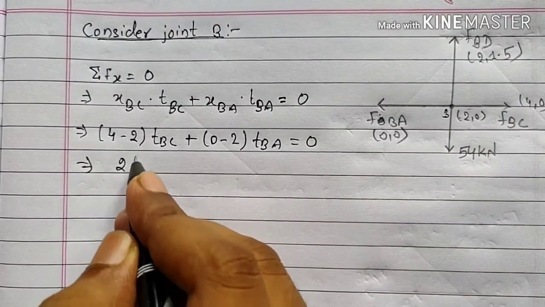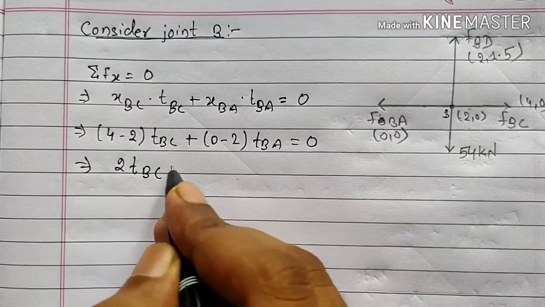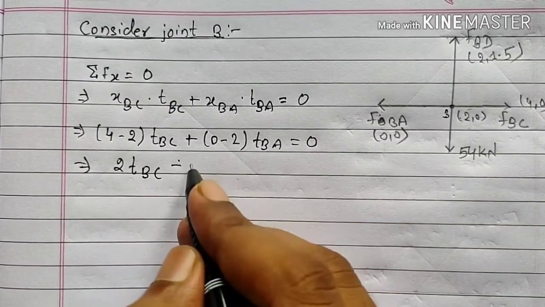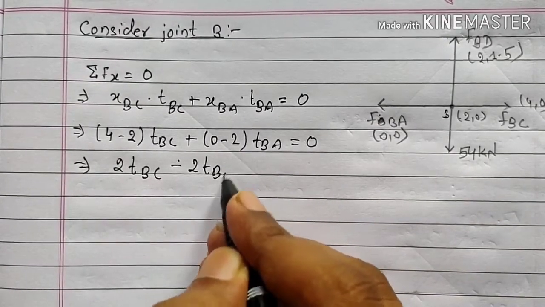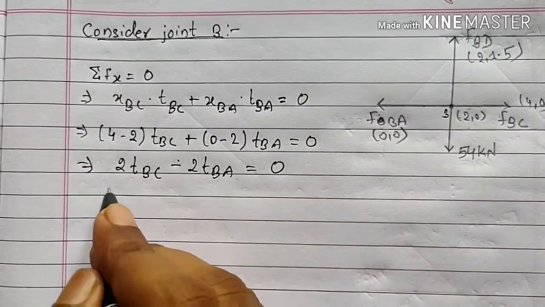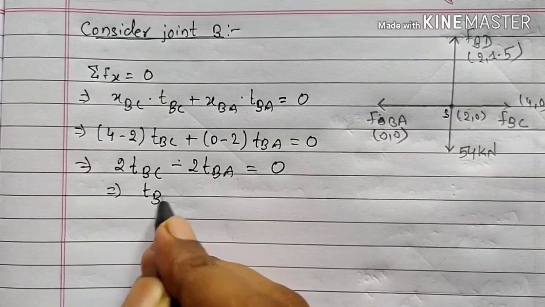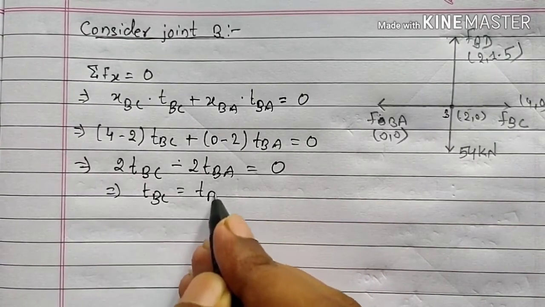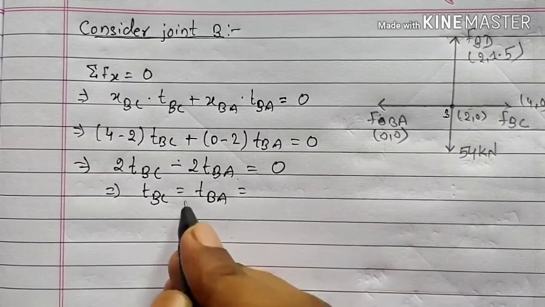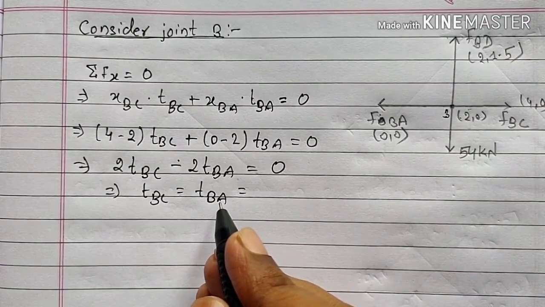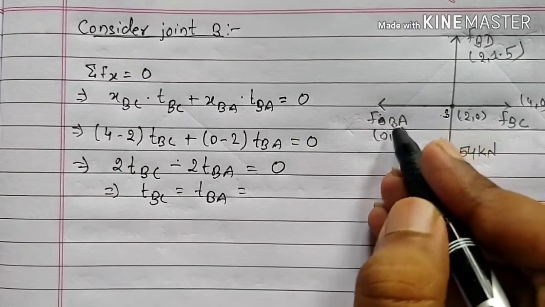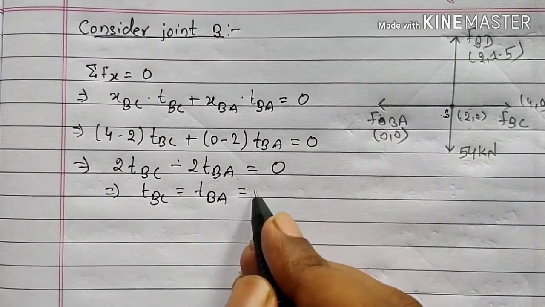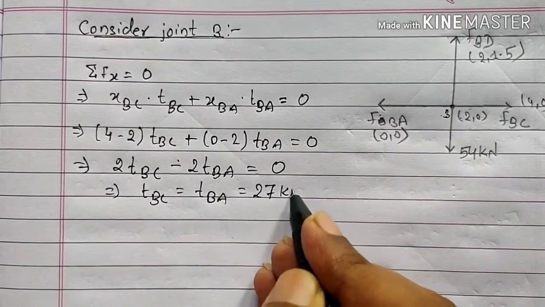and from here we will have an equation that 2 TBC minus 2 TBA equals to 0, and from here we will have TBC equals to TBA, and we have already got the value of TBA, which is equals to 27 kilonewton per meter.